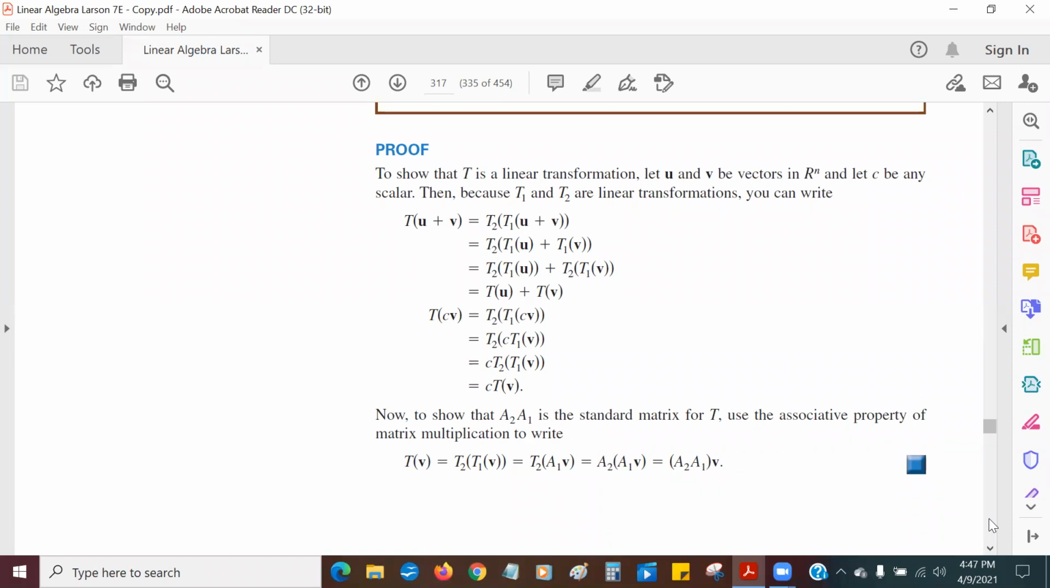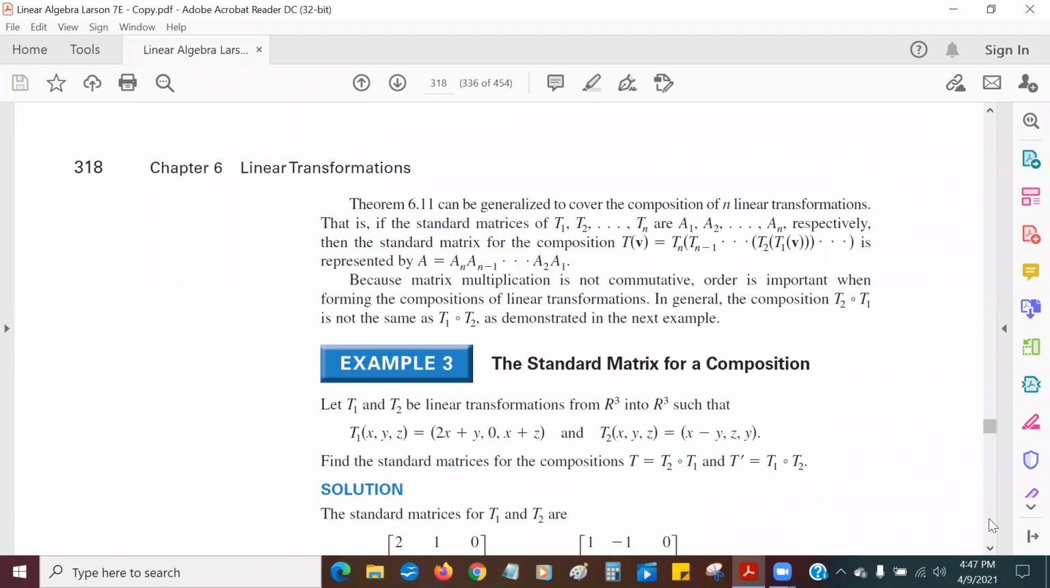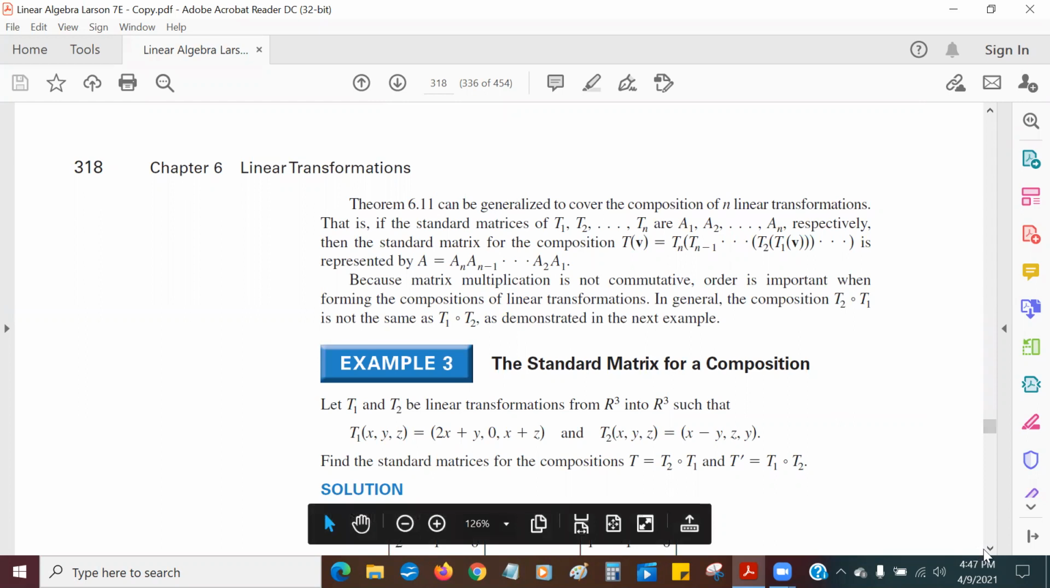And that is very, very awesome, which also is going to make it easier for us to find the standard matrix for a composite function. In fact, let's do an example of it right now.